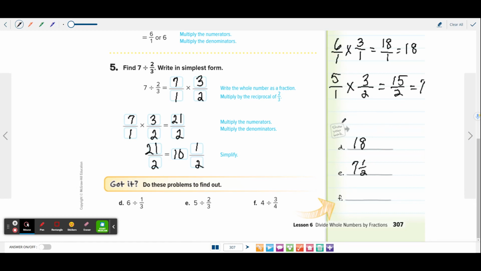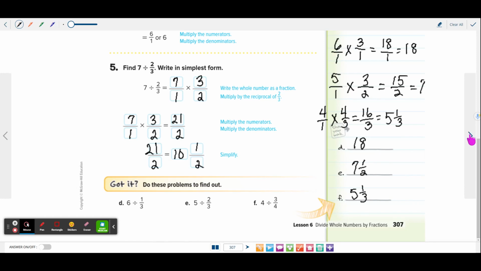Now F, we have 4 divided by 3/4, so that'd be 4 over 1. And then change the sign to times. 3/4, we're going to find the reciprocal of 3/4, which flip it is 4/3. 4 times 4 is 16. 1 times 3 is 3. 3 goes into 16 5 times, which is 15. And then we have 1/3 left over. So 5 and 1/3 is that answer. Okay.